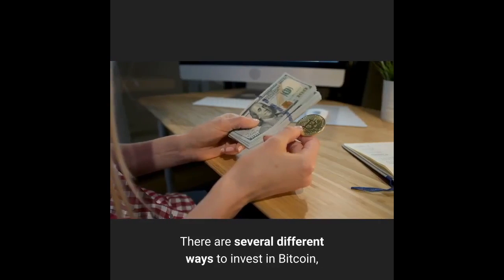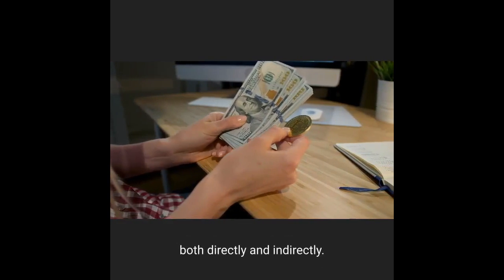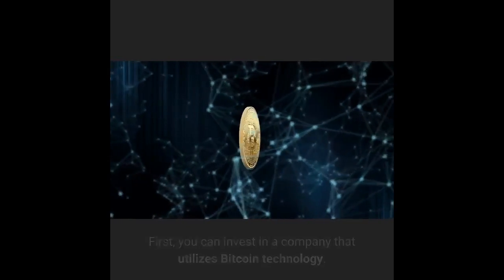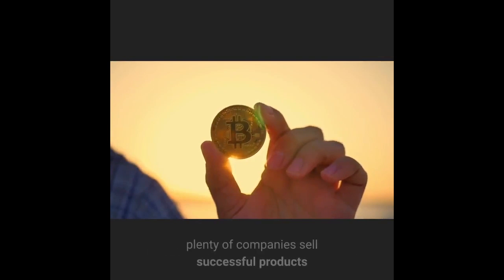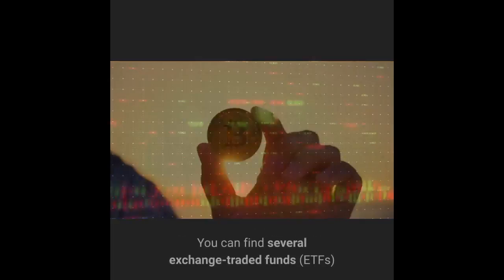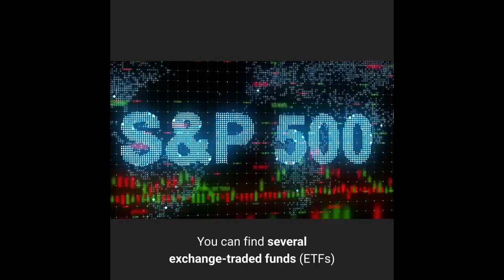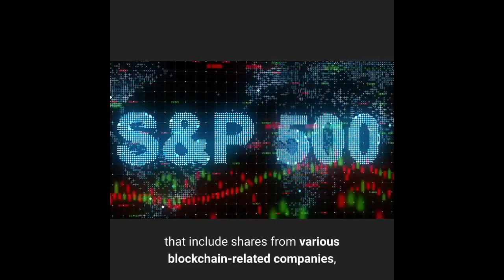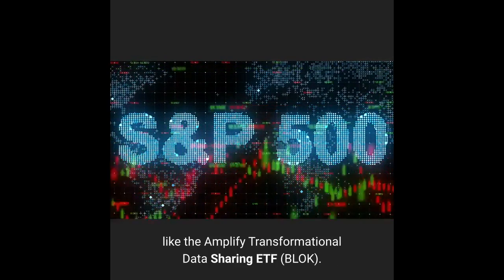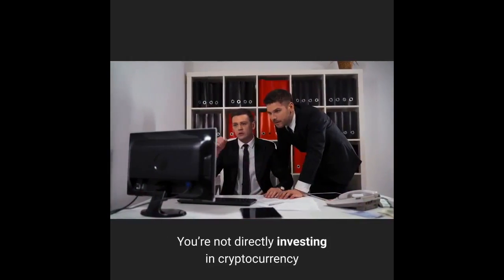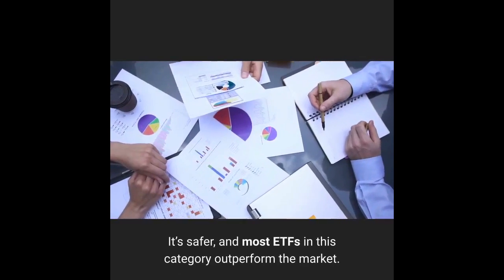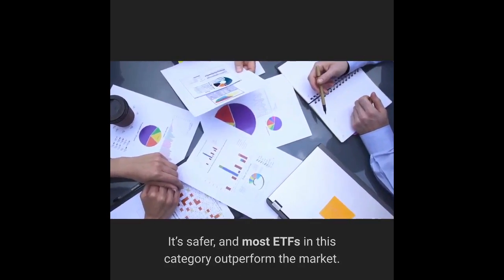There are several different ways to invest in Bitcoin, both directly and indirectly. First, you can invest in a company that utilizes Bitcoin technology. Although Bitcoin is a risky investment, plenty of companies sell successful products that incorporate Bitcoin and blockchain technologies. You can find several exchange-traded funds, ETFs, that include shares from various blockchain-related companies, like the Amplify Transformational Data Sharing ETF, BLOK. You're not directly investing in cryptocurrency but in corporate stocks of companies that utilize Bitcoin. It's safer, and most ETFs in this category outperform the market.